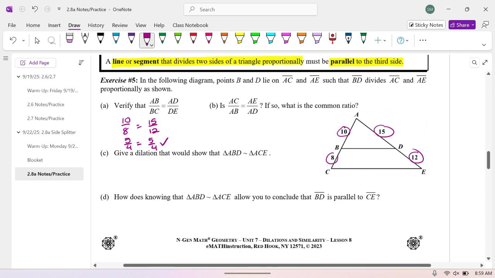Now we also need to check that AC over AB is equal to AE over AD. So first off, I need to find what AC and AE is. So if I add AB and BC together, what does that give me? 18. What about AD and DE? That'd be 27. So if I plug everything in, I got 18 over 10 is equal to 27 over 15.